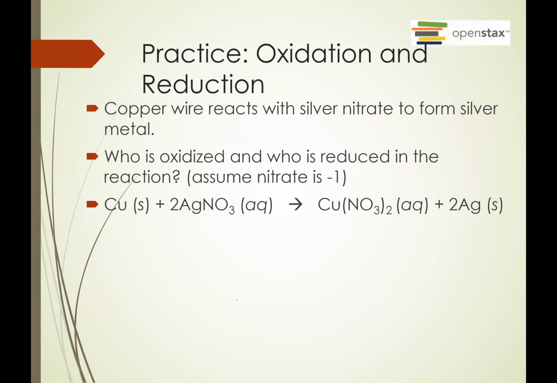Okay, so I want you to try this one. I want you to identify the oxidation states and then figure out who is oxidized and who is reduced. By the way, nitrate, the whole thing is -1. Just treat it as one thing, just as a little hint there. Try this one and then we'll go over it in just a minute. Okay, so copper's by itself, so it's 0. Silver's by itself, so it's 0. And so we just need to figure out what this copper and what this silver are.